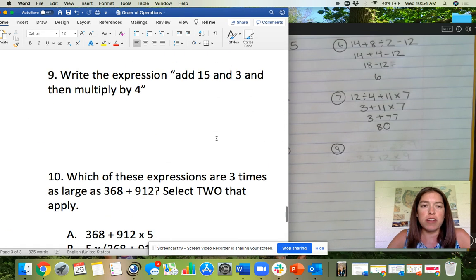All right, question number 9. Little break from solving. We are now working on writing these expressions. So I want you to write the expression for add 15 and 3 and then multiply by 4. Go ahead and try this one on your own.